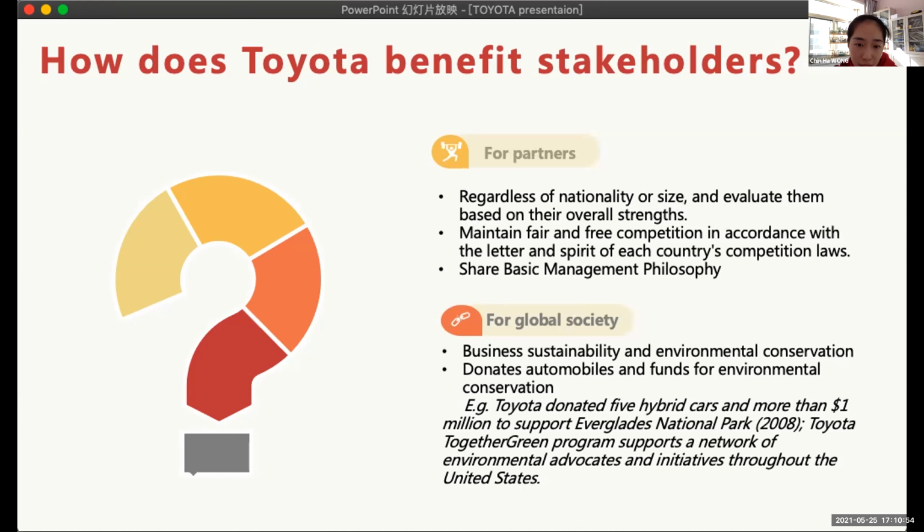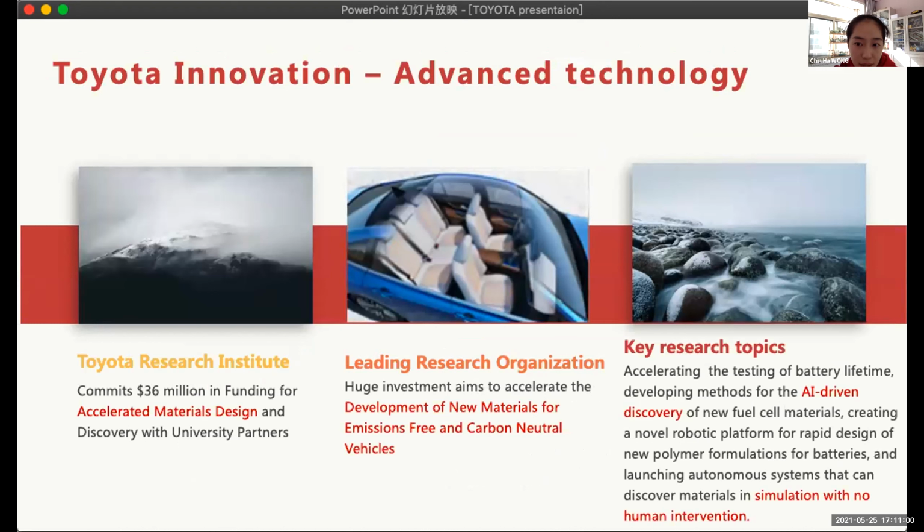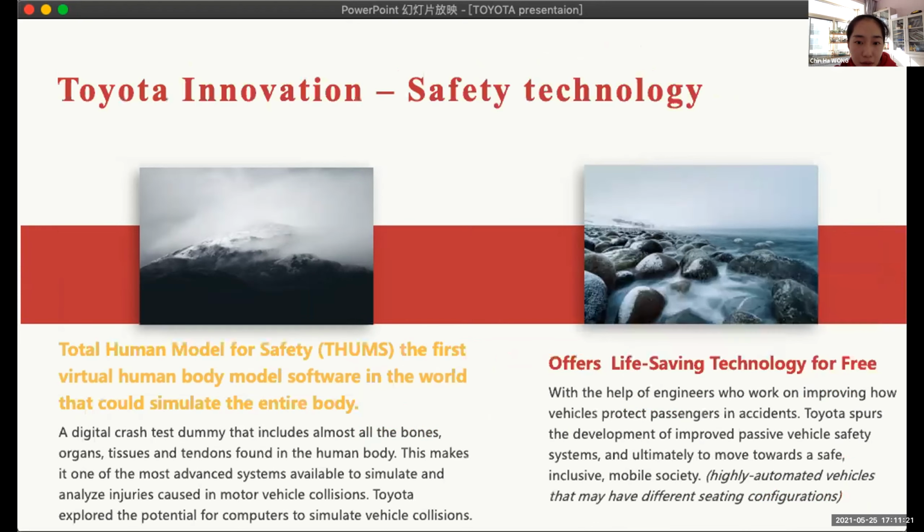The social innovation of Toyota can be observed in its advanced technology. Working with research institutes and relevant organizations, this company invests a lot to promote new materials for emission-free and carbon-neutral vehicles. Important topics also include battery testing, AI-driven simulation, and materials. Innovative safety technology like the Total Human Model for Safety also improved life-saving configurations in the whole mobile society.